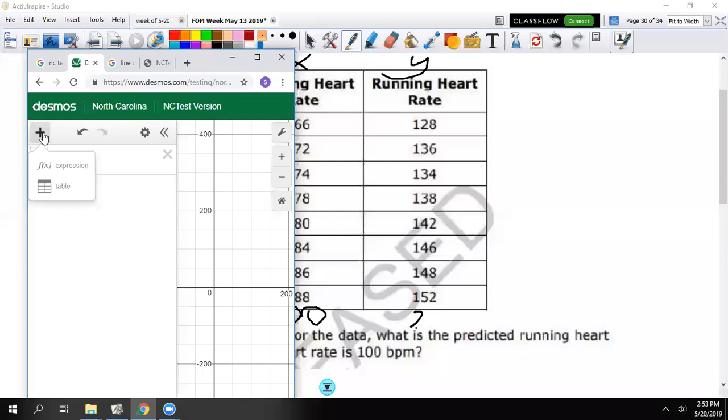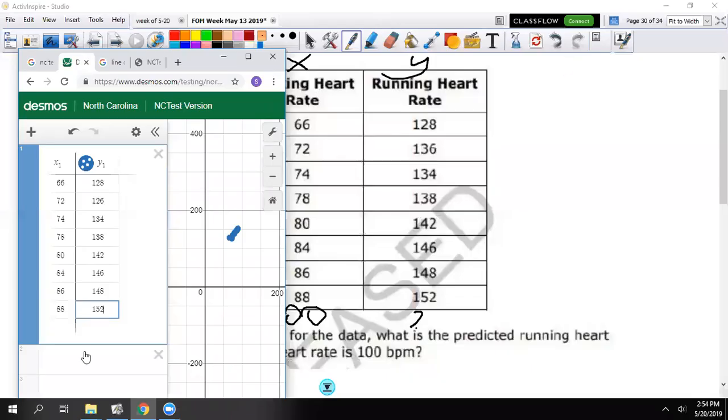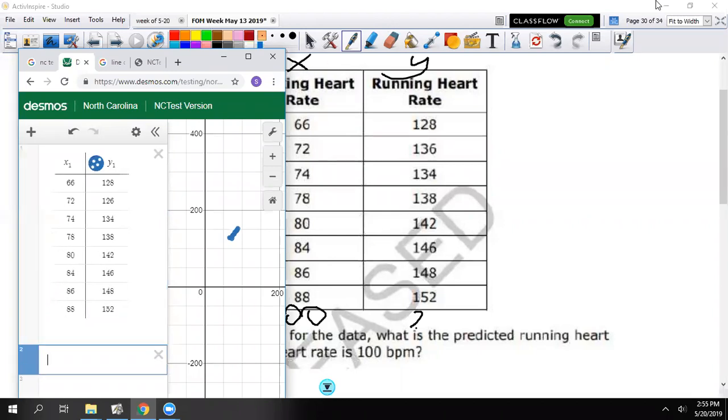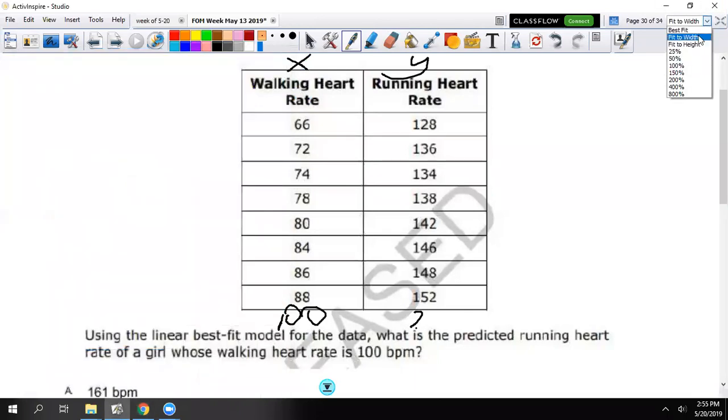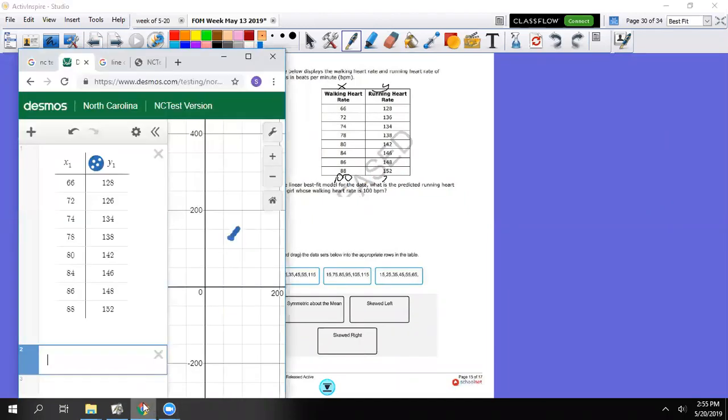Okay, so I'm in Desmos, I've clicked the plus button, I've clicked the table. We have our information entered in here. Our walking heart rate is our X value, our running heart rate is our Y value. And remember, it's talking about the line of best fit for this question. I'm going to make this a little bit smaller so you can see it. We want to know what it would be at 100 beats per minute, so we're going to use our line of best fit equation, okay?